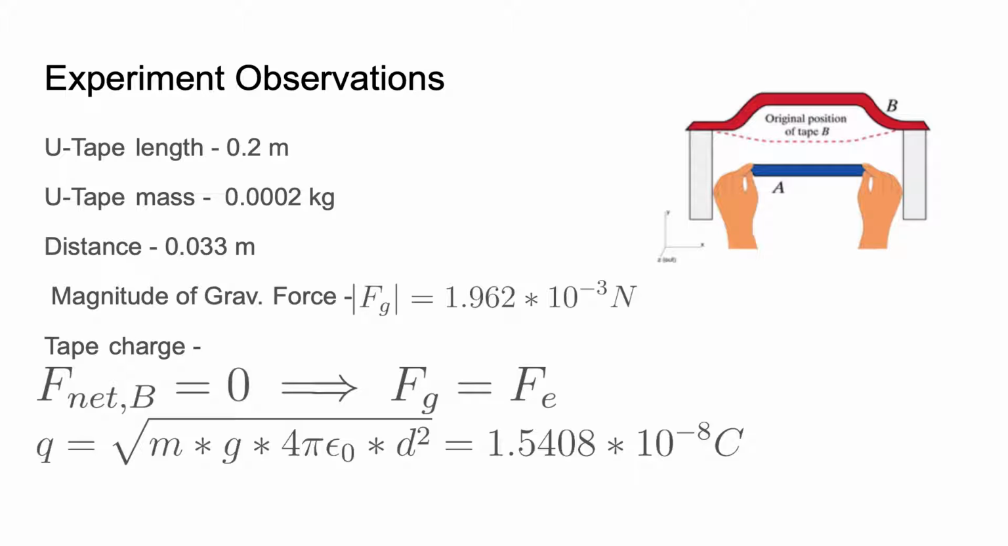In the floating tape experiment, to ensure a more accurate calculation, I found an average of 0.033 meters between the tapes. I then calculated the magnitude of the gravitational force and equated it to the electric force, and I used that to solve for the charge Q on the tape, which I found to be 1.54 times 10 to the negative 8 coulombs.